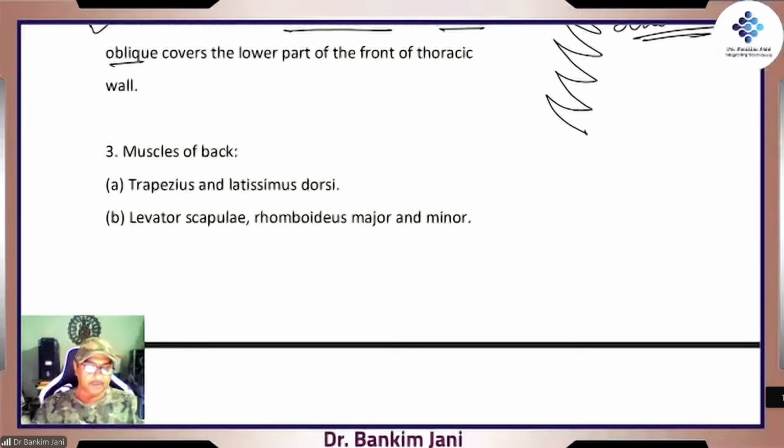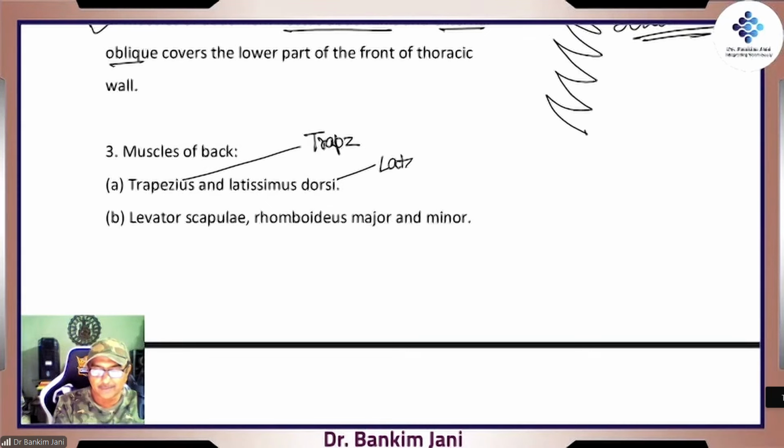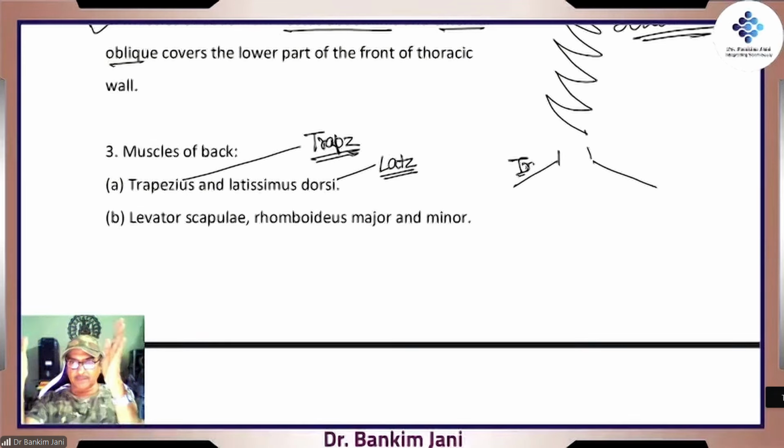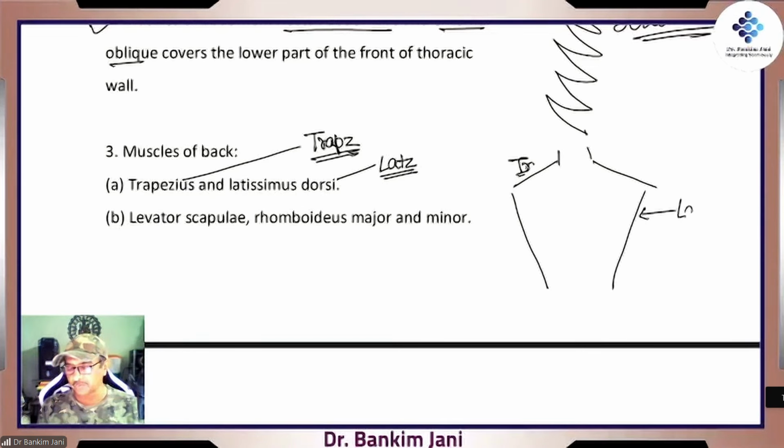Muscles of the back: the trapezius and latissimus dorsi. During our discussion, we shorten their names. We call trapezius the traps and latissimus dorsi the lats. Trapezius is this muscle, at your neck. So these are the traps. And when you are standing, this V cut is the lats, the latissimus dorsi.